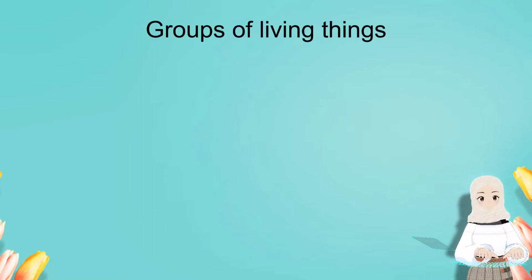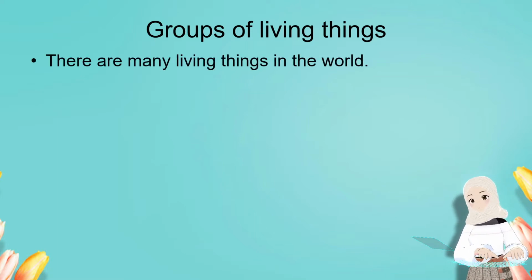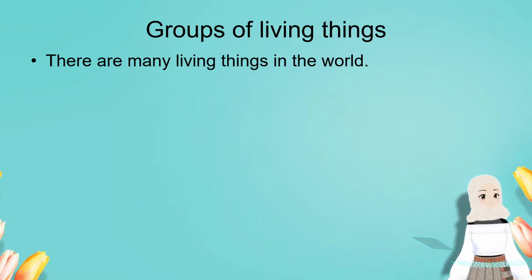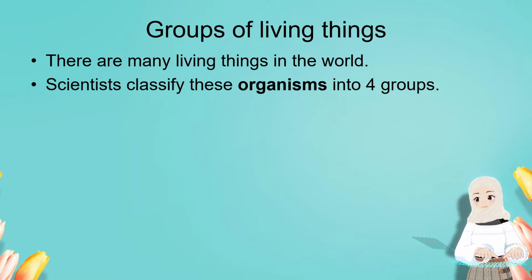Okay, now let's first learn what the groups of living things are. Some early information first. There are many living things in the world. So dalam dunia ini banyak benda-benda yang hidup. For example, we have fish, we have a dragonfly, we have tiger, we also have plants. So scientists, orang-orang yang mengkaji about living things ini, classify these organisms into 4 groups.